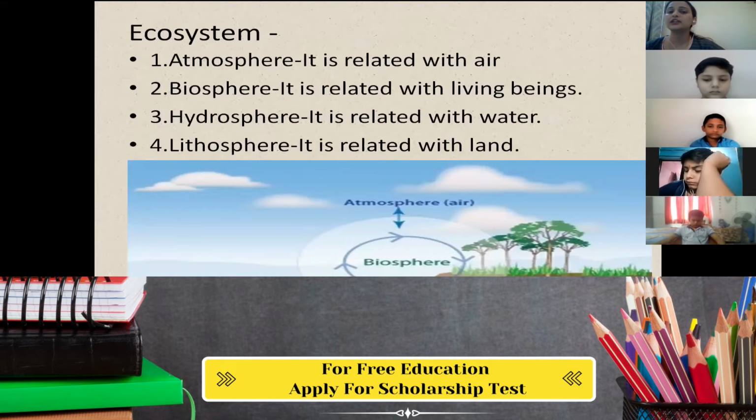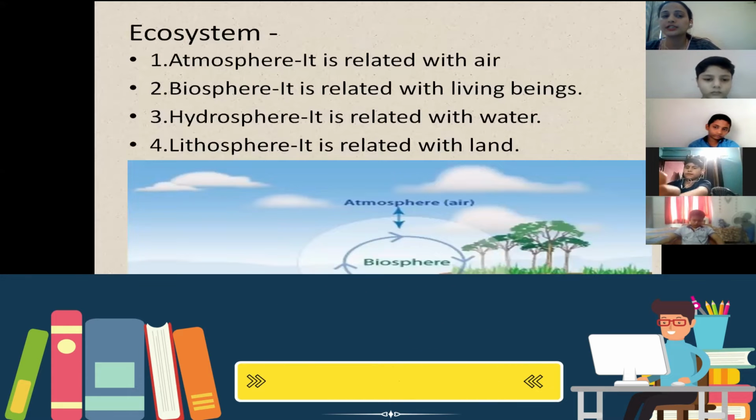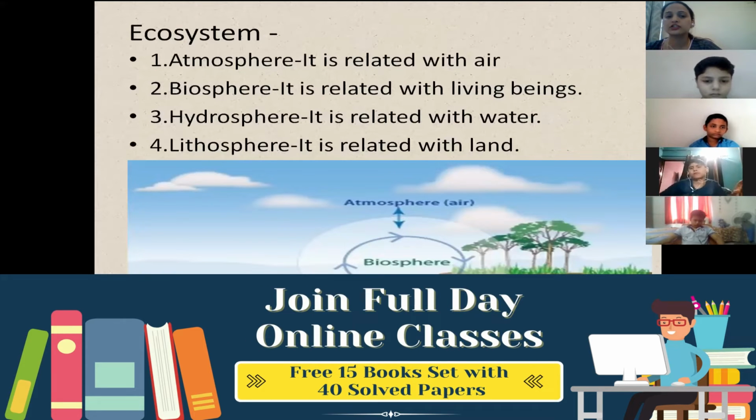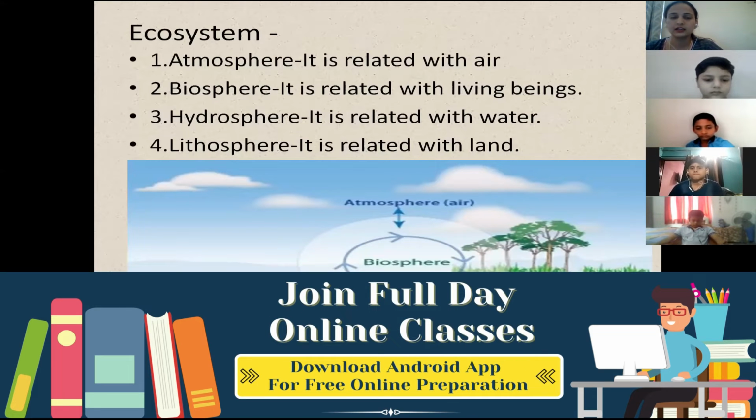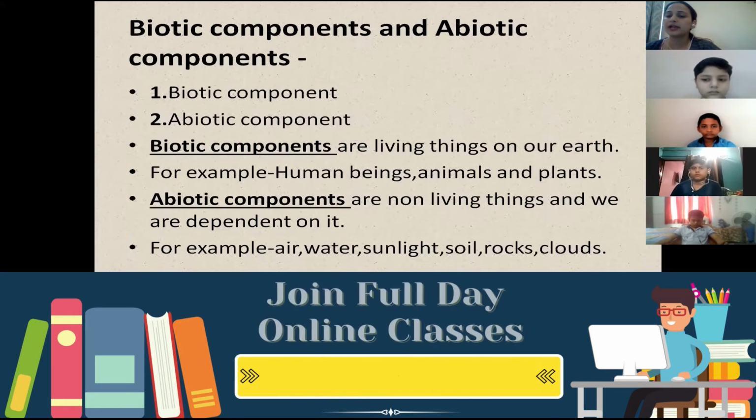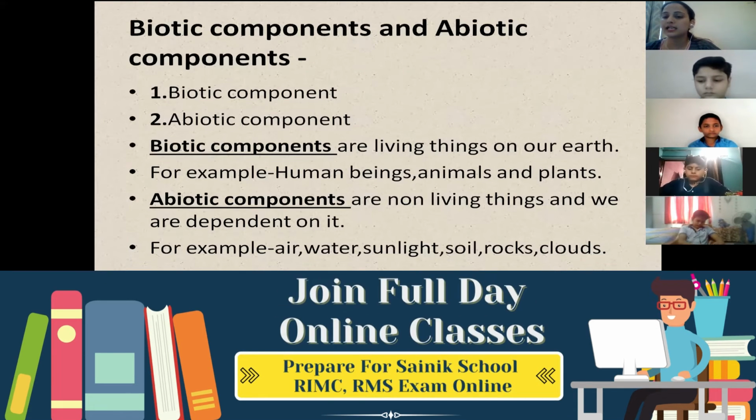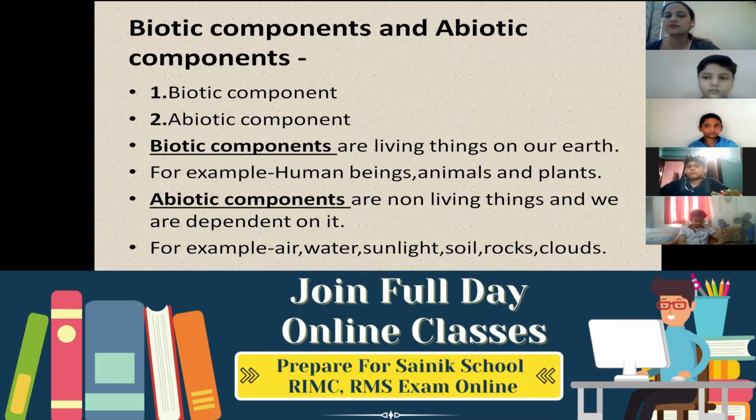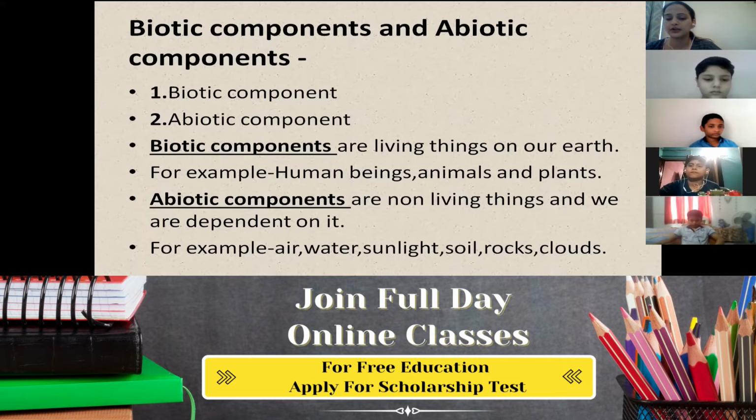Then we did atmosphere. Atmosphere is related with air. Biosphere is related with living beings. Hydrosphere is related with water. Lithosphere is related with land. You have to learn this. Okay. Then what are biotic and abiotic things? Biotic components are living beings. For example, human beings, animals, plants, microorganisms, all are biotic things. Then abiotic things are non-living things on which we are dependent for the food, like air, water, sunlight, soil, rocks, clouds, all are examples of abiotic things.